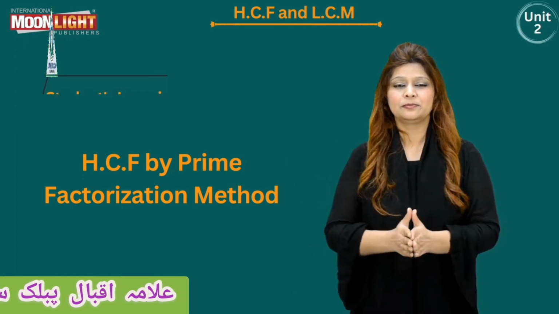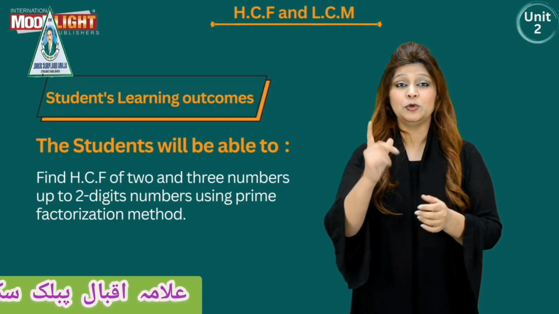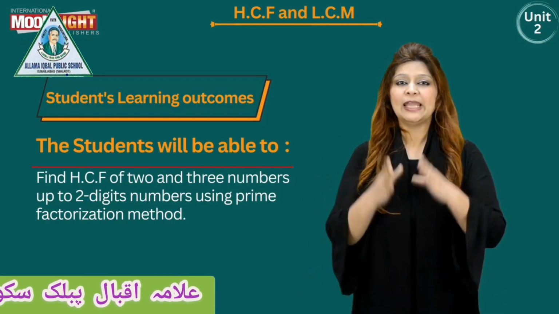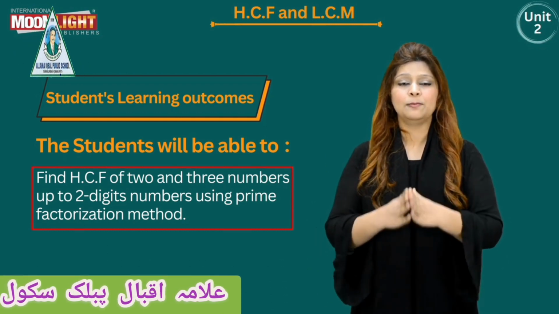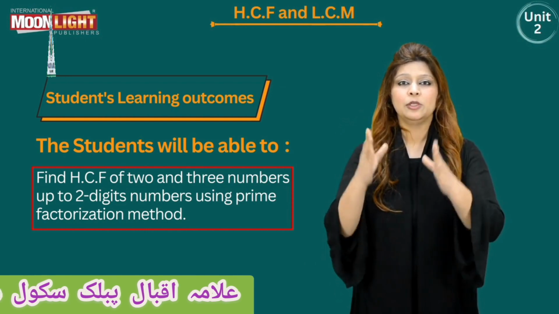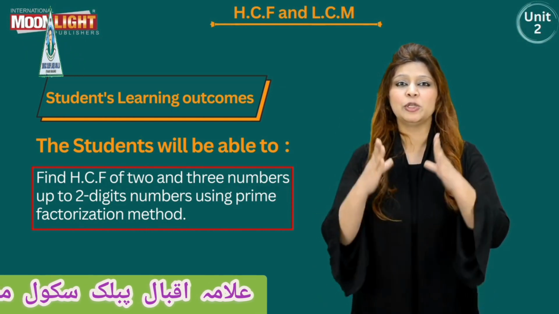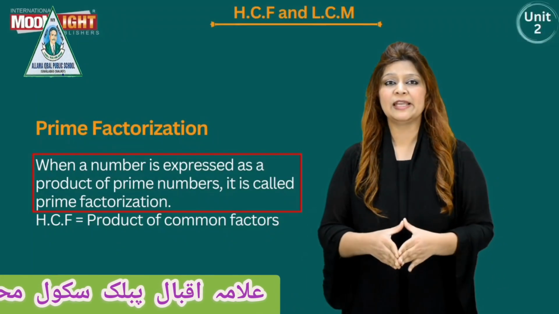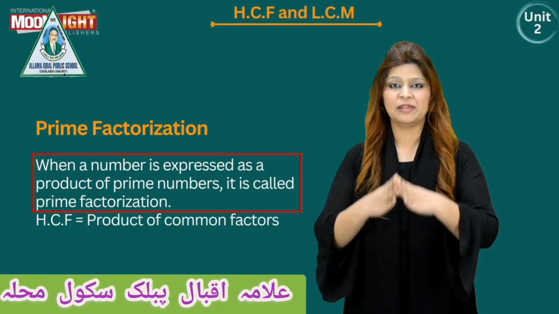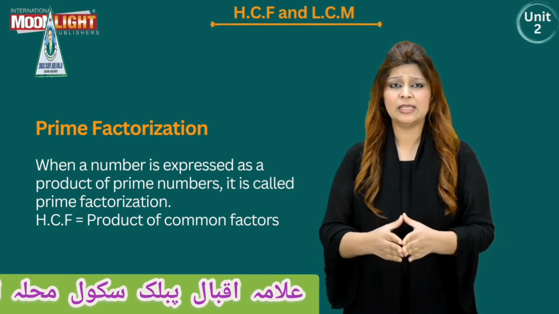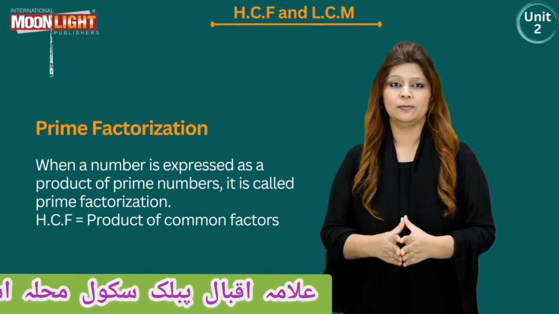factorization method. By the end of this lesson, you will be able to find HCF of 2 and 3 numbers up to 2-digit numbers using prime factorization method. When a number is expressed as a product of prime numbers, it is called prime factorization. This is what you already know.